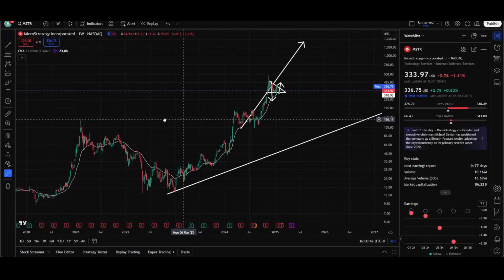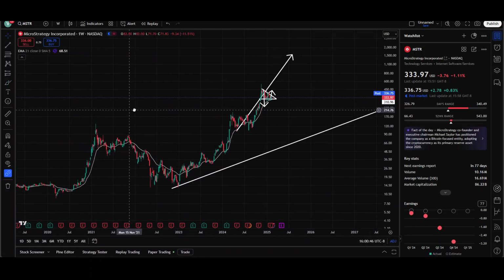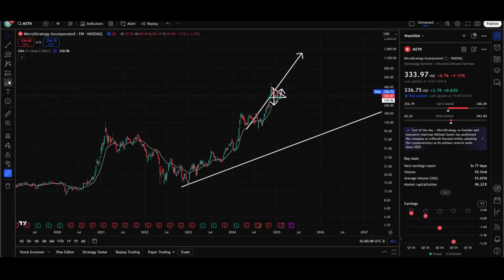Another big reason is that this company has much more Bitcoin than it had before, way more Bitcoin than it had back here in 2021. So it's probably going to be trading more in line with Bitcoin's 4-year cycle. It would just make sense, as it has much more Bitcoin now, that it would be more closely tied to Bitcoin's 4-year cycle and price appreciation.